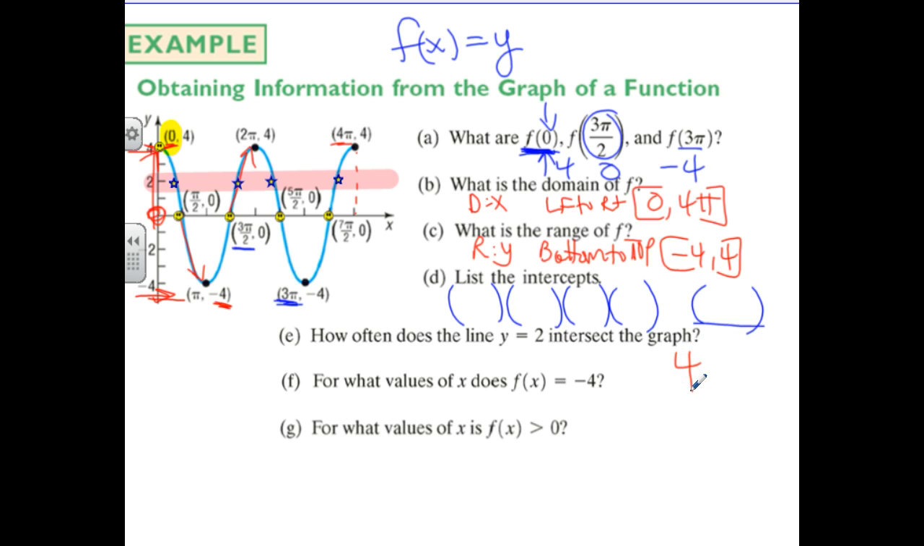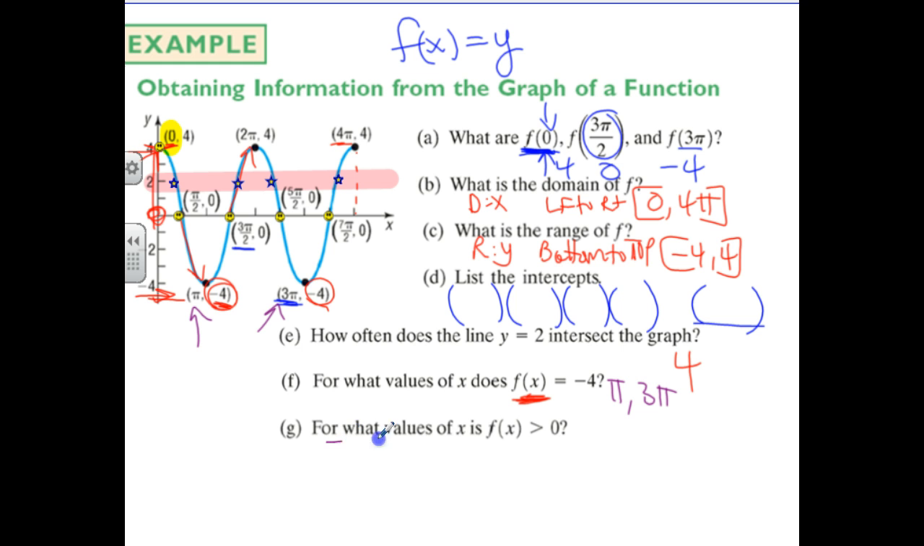For what values of x does the y value equal 4 is how I'm going to read that. So here's a y value of 4 and here's a y value of 4. So I'm going to pick off pi and 3 pi for those two answers.